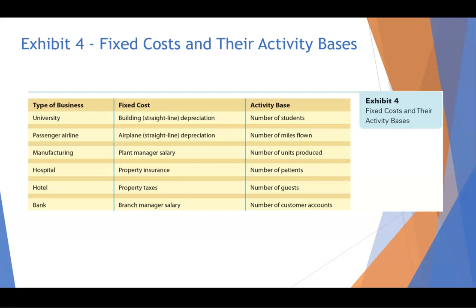Or with the plant manager's salary in manufacturing, if 1,000 units are produced or 100,000 units within the relevant range, that plant manager's salary is going to remain the same. So per unit produced, it will go down, but it's fixed no matter what. Same with hospital insurance or property taxes of a hotel, or even the branch manager's salary. How many customer accounts are there? The branch manager's salary will remain the same.